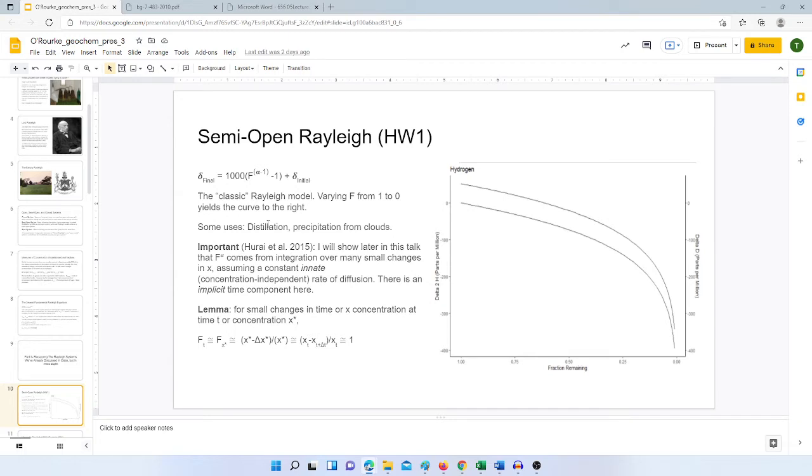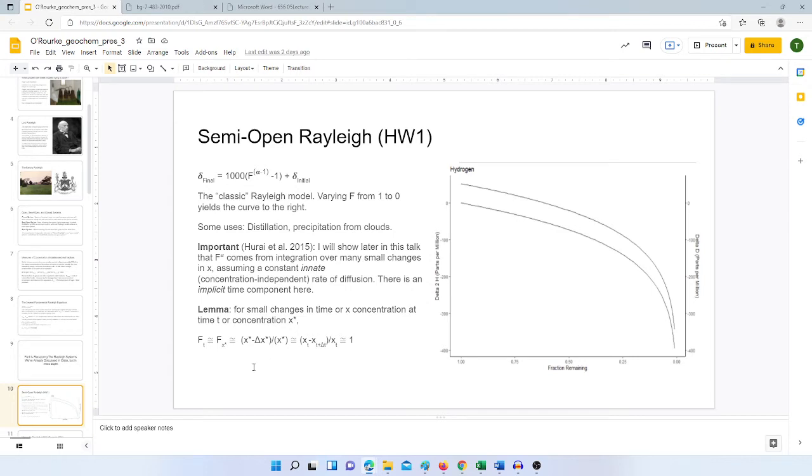Remember how I said that this model assumes a gradual loss over the distillation? Well, this F to the A term is integrated over many small changes in concentration, and that concentration is assumed to be moving at a constant rate based on what we call the innate rate of diffusion, which is the component of that rate of diffusion that's independent of the concentration gradient. So, some media are just thicker than others and are just harder to diffuse through, and that's what is accounted for by the innate rate of concentration.